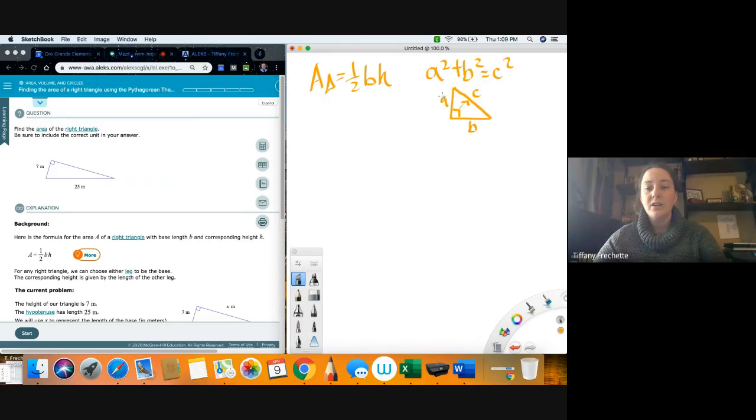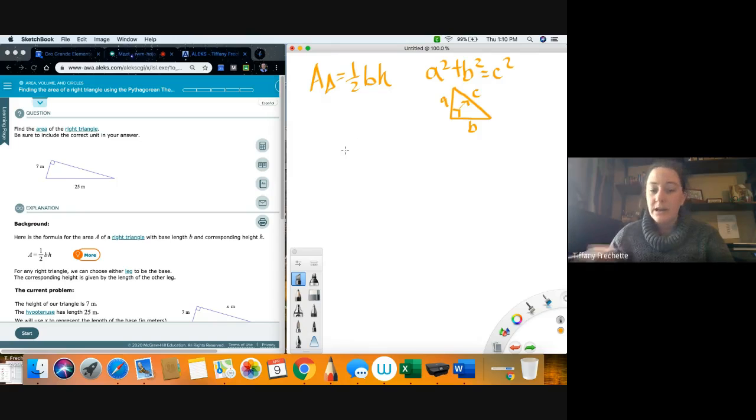So A and B are a little interchangeable. I could put A here and B here, or I could switch it and go B and A. Those ones aren't as important. The only thing you have to make sure is that they never land over here across from the 90. That's always the C. So the two legs squared and added together always equal the hypotenuse squared. And that's what we call this, the hypotenuse, across from the 90.